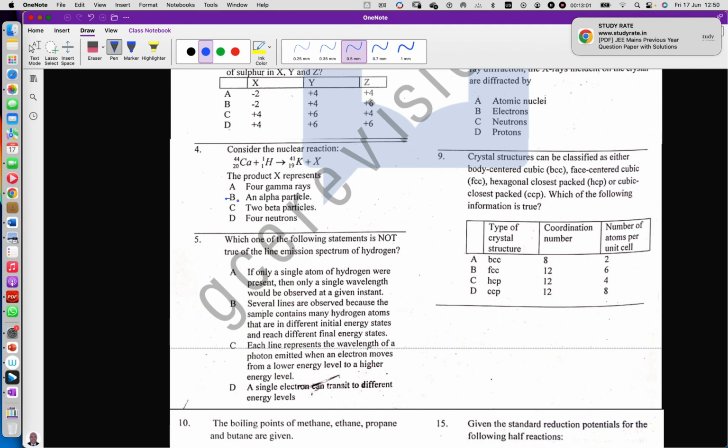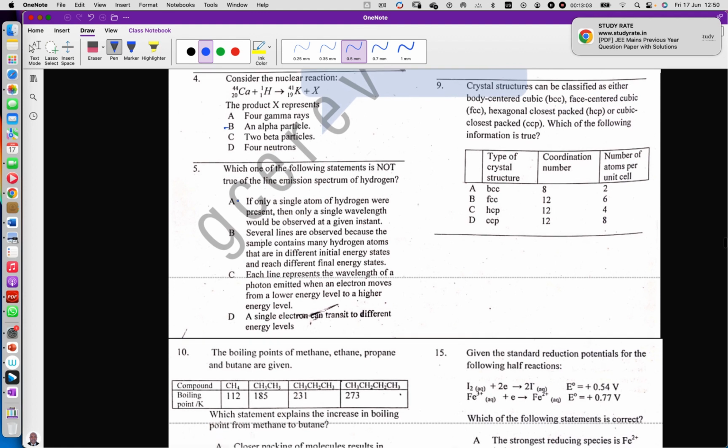Now let's go to 5. Question 5 has to do with this: which one of the following statements is not true? Others will be true, but there's one that is not true of the line emission spectrum of hydrogen. Emission means something is given off.